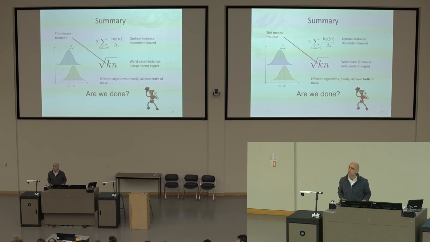So can we do better? It turns out that if you don't make any further assumptions about the environment, you can't. There's a lower bound that says that no algorithm can do better than square root of Kn, all right? You have to change something. So how do we scale up? How do we change things?